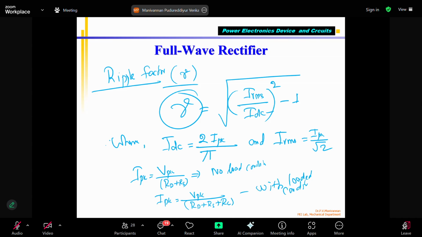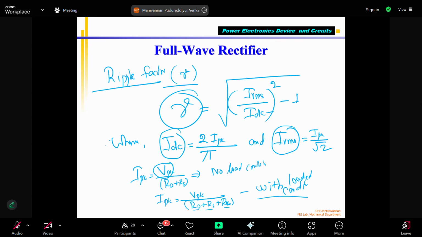For example, in the exam, I may give IRMS and IDC values directly. If I am not giving IDC and IRMS, but I give V peak and RD, RS, RL, then you can find the I peak using this formula. In the exam, I will tell you whether it is loaded or no load condition, and you can use the corresponding formula. Okay, so this is the formula.